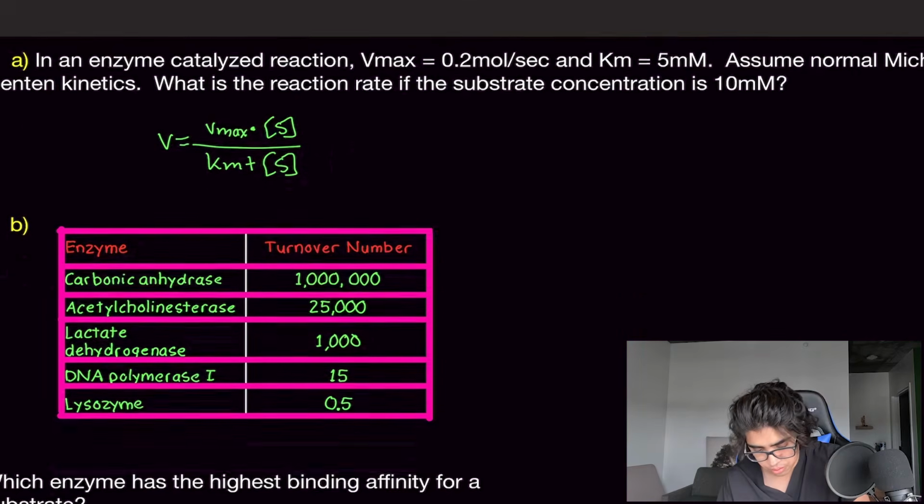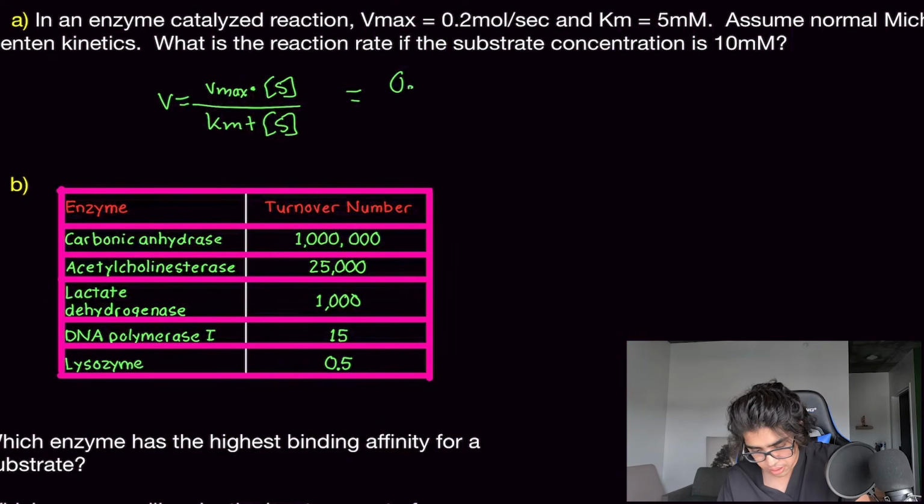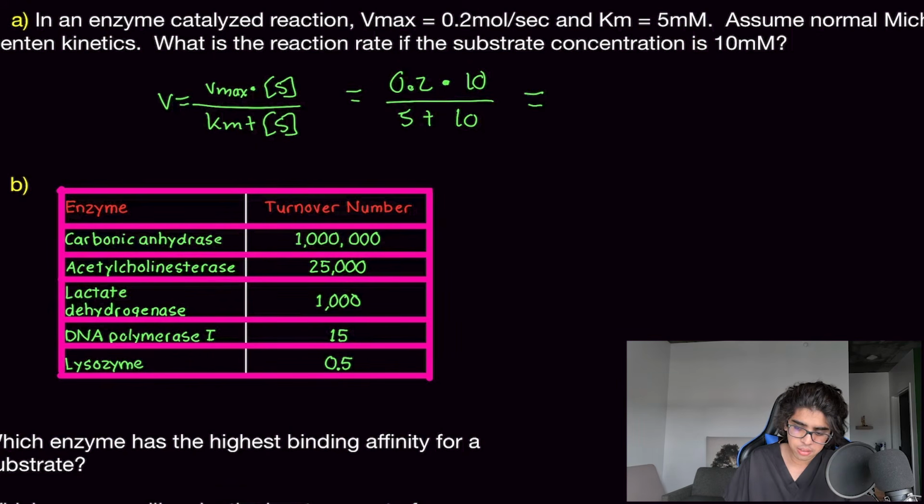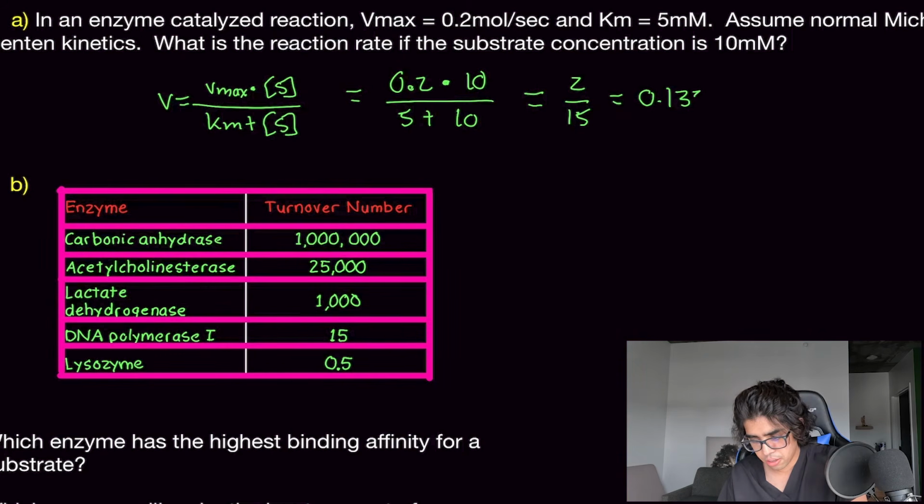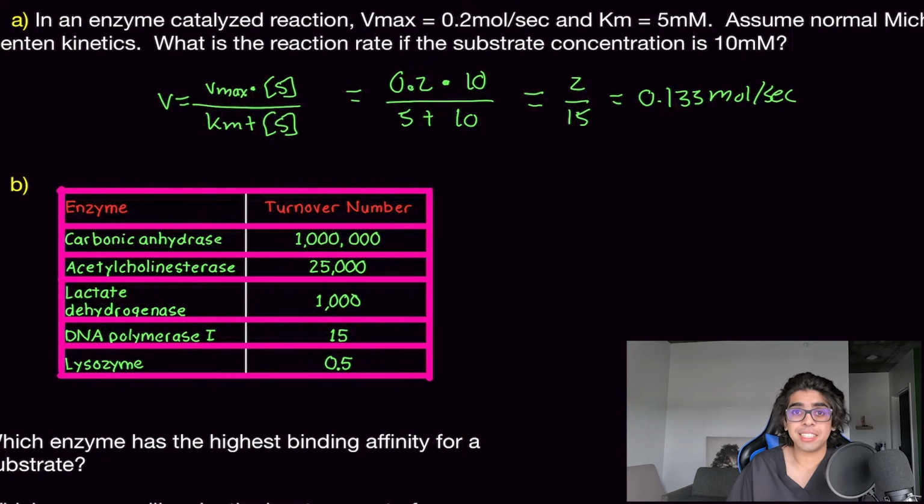Vmax is given to us, which is 0.2, times the substrate concentration, which is 10, divided by Km, which is 5, plus the substrate concentration, which is 10. This equals 2 over 15, and this is 0.133 moles per second. Yep, and that's the answer. That's the reaction rate, 0.133 moles per second.